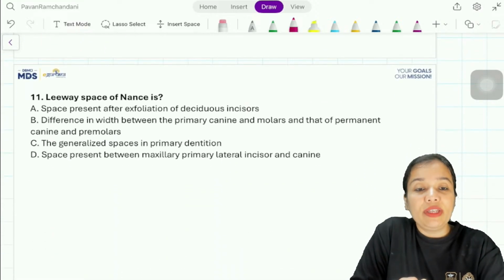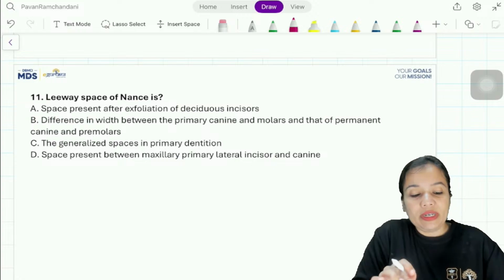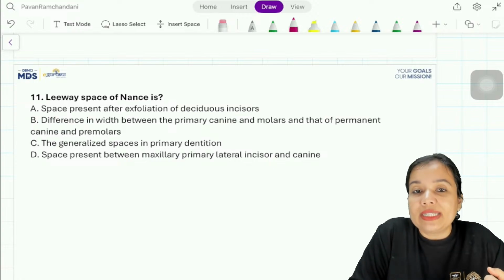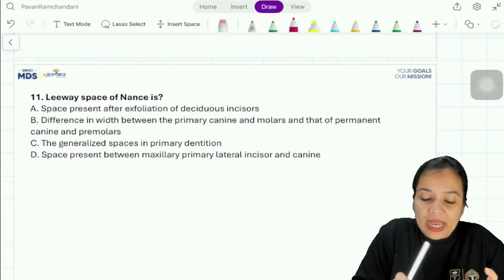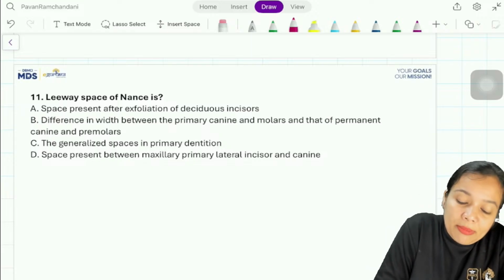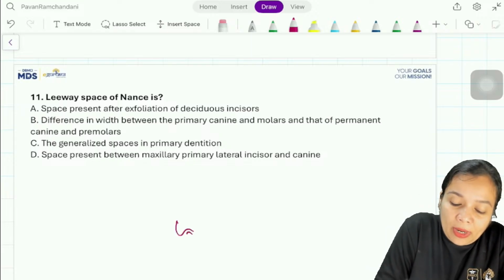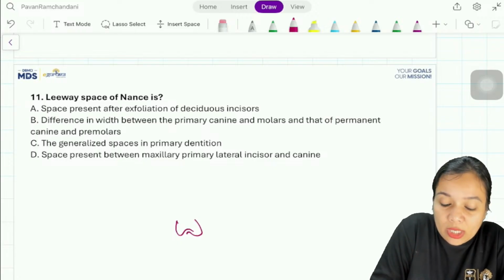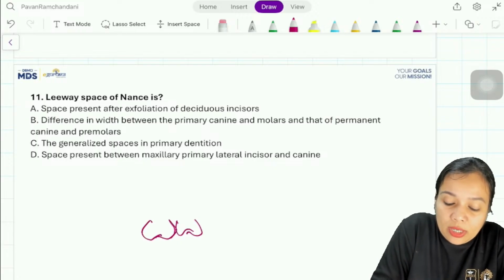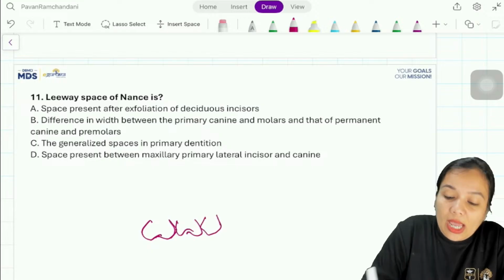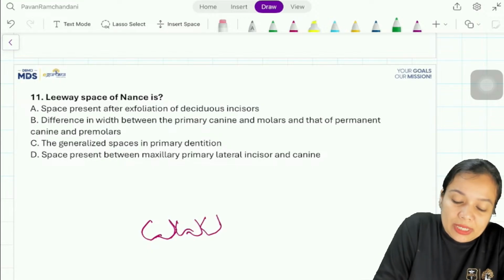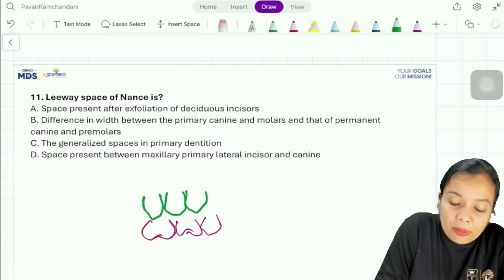Question number 11. What is the leeway space of Nance? There is a particular time when you have the primary first molar, the primary second molar, and the primary canine, and above these teeth are present the second premolar, the first premolar, and the permanent canine.